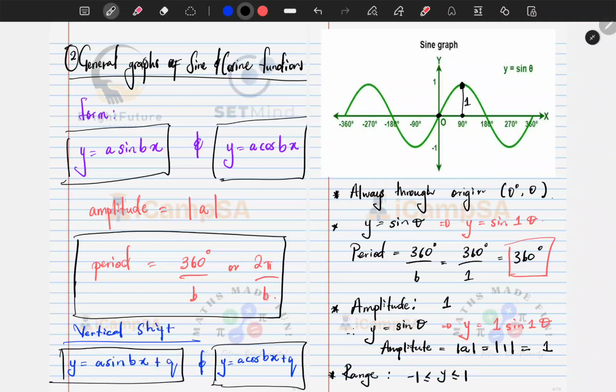This will be our range. This will be our range in this case, right? I hope that's understandable.